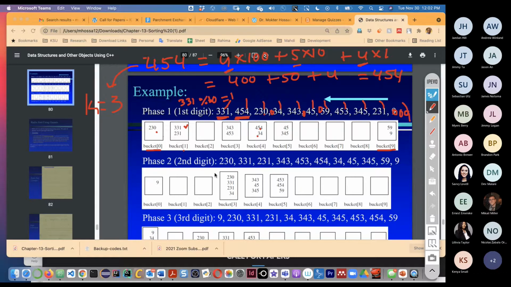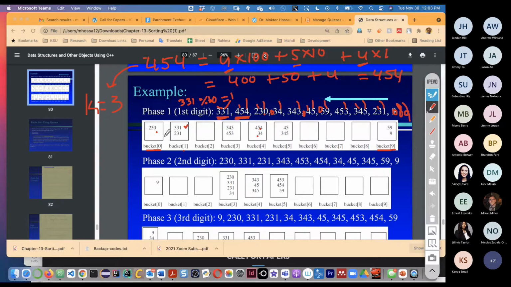Now, in the second phase, go to the second digit. What is the second digit? The second digit is 0 over here, second digit is 0, second digit is 3, second digit is 4, second digit is 5, second digit is 3, second digit is 5, second digit is 3.